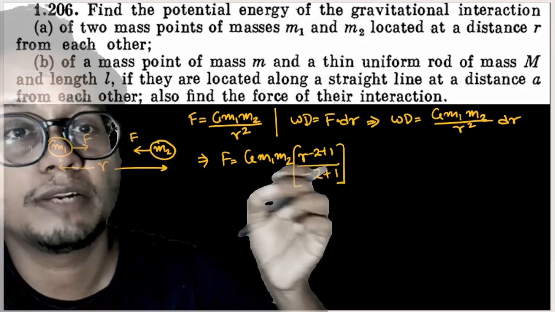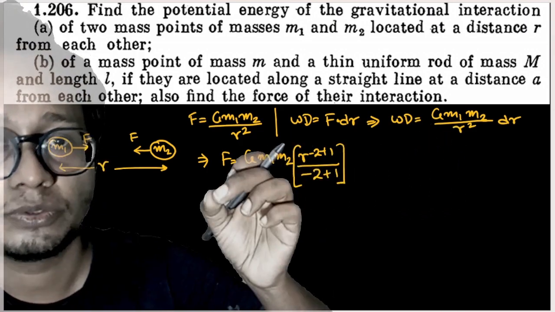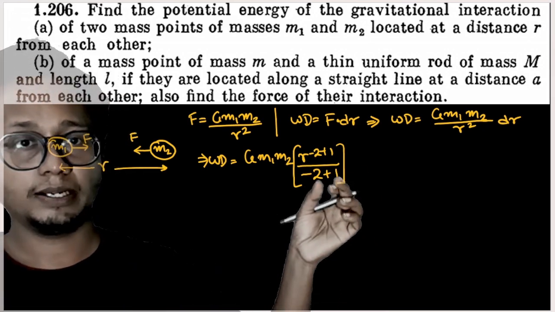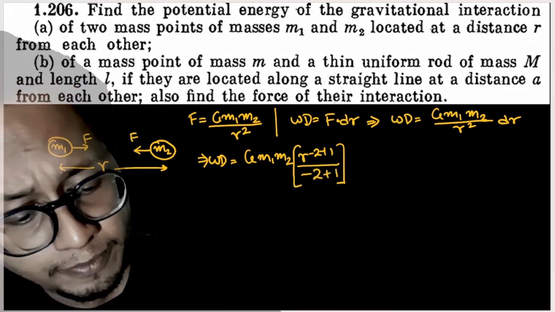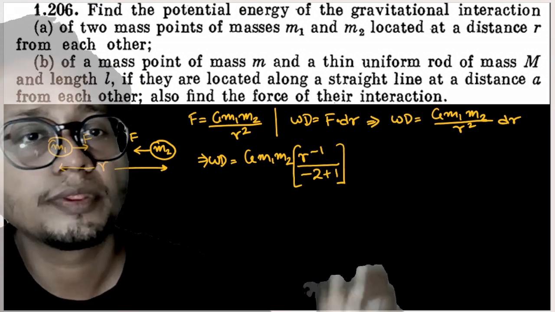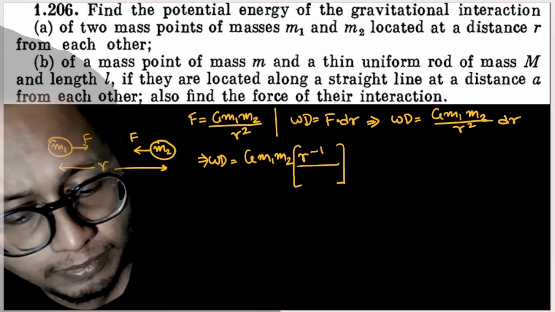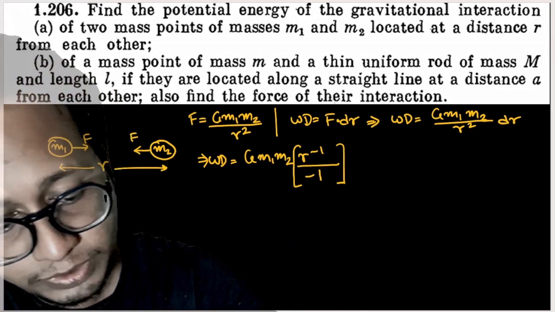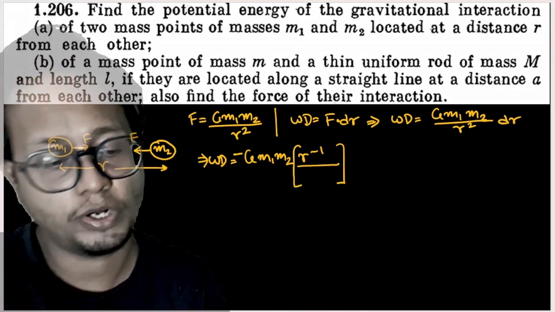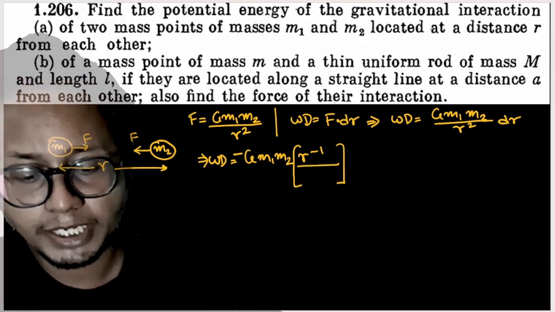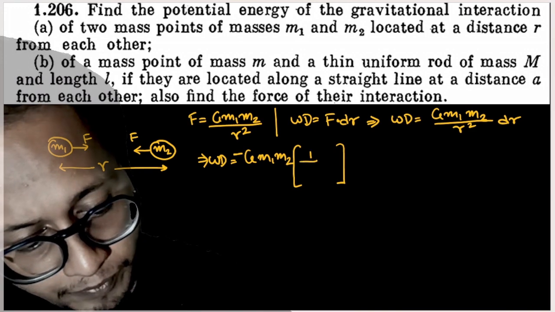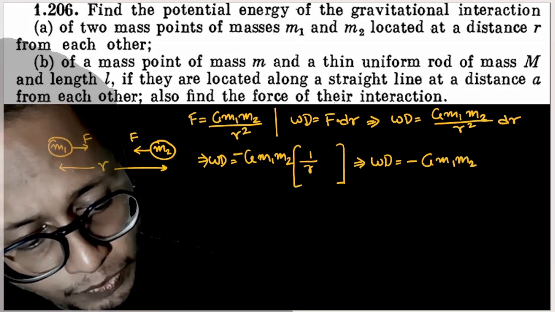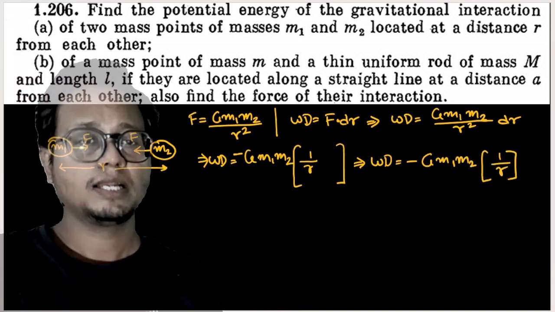One more thing: out here, force is not equal to this value. I'm solving for work done. Work done is G m1 m2 times this value. If I solve, r to the power minus 2 plus 1 is minus 1, and the denominator minus 2 plus 1 is also minus 1. Now I can send the constant outside. So the integral term becomes minus G m1 m2 by r to the power minus 1, and r to the power minus 1 can be written as 1 by r. So work done by the gravitational force is nothing but minus G m1 m2 by r. Fair and fine.